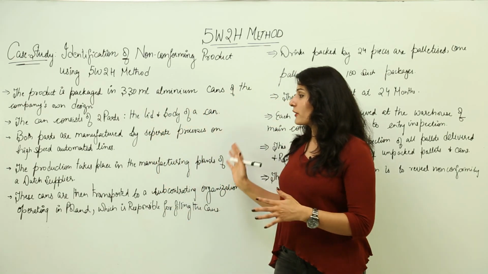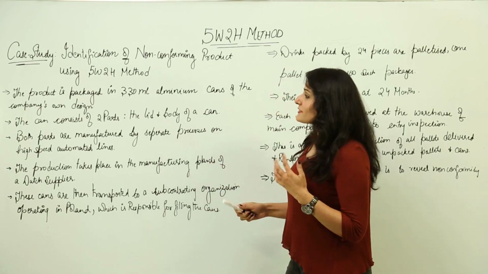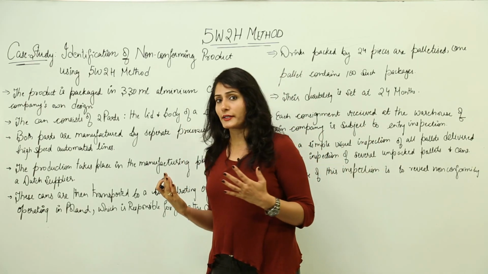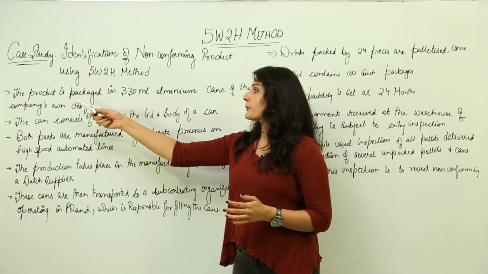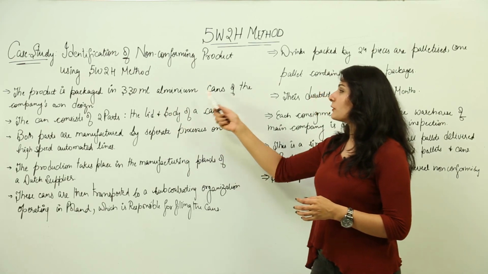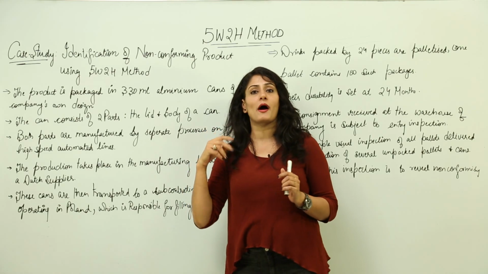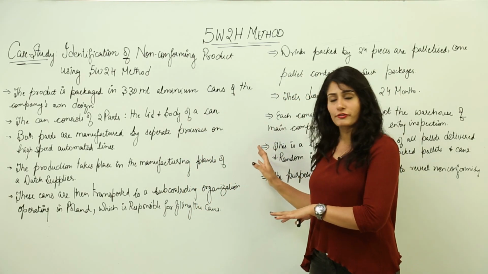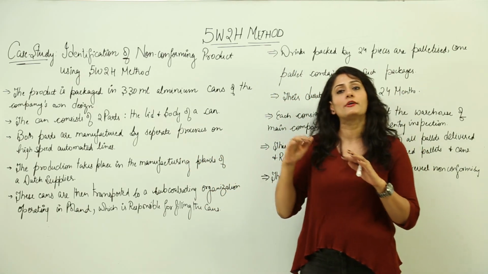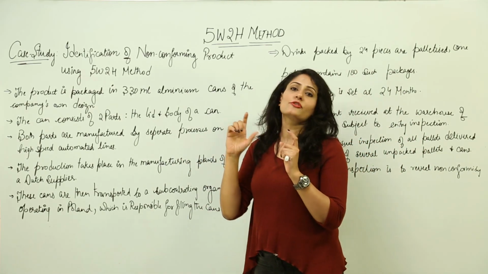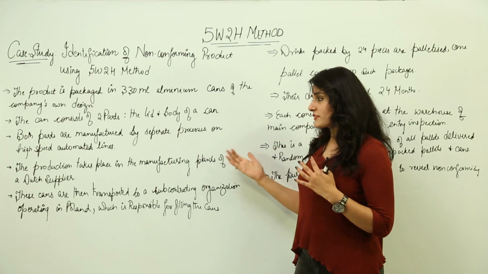So here is some background information you need to know to understand this case study. This company is somewhere in Slovakia, and it manufactures energy drinks. The product is packaged in 330 ml aluminum cans of the company's own design, and the can consists of two parts, the lid and the body of the can, and both parts are manufactured by separate processes on high speed automated lines. But this company does not manufacture these cans themselves. For this purpose they have hired another company which does this job for them.